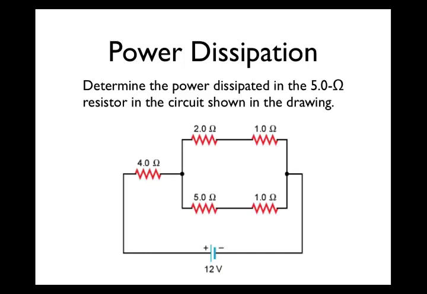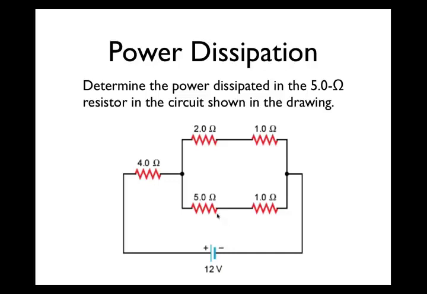We're going to do a little bit of that here, and also revisit the concept of electric power. Determine the power dissipated in the 5 ohm resistor in the circuit shown in the drawing. So right here's the 5 ohm resistor. How much electric power is being dissipated there, or converted to thermal energy from electrical energy? Well, we're going to have to do some analysis work to get there.